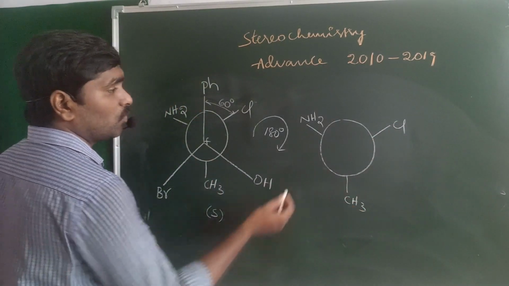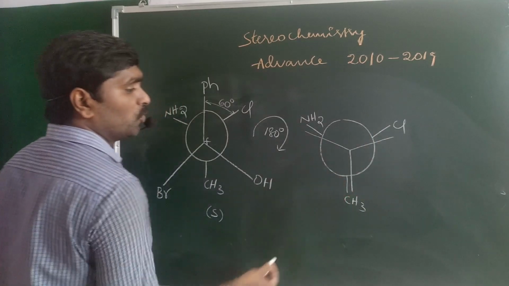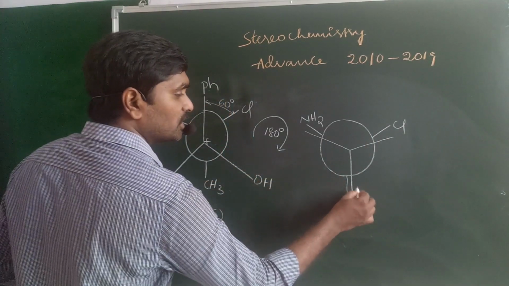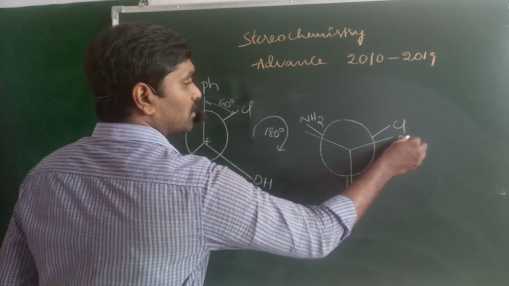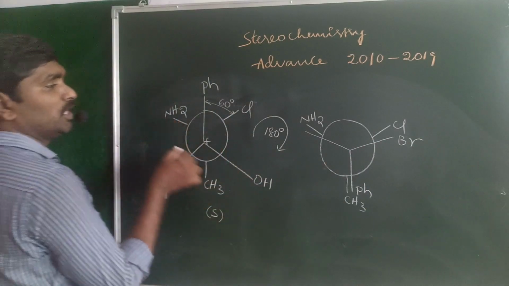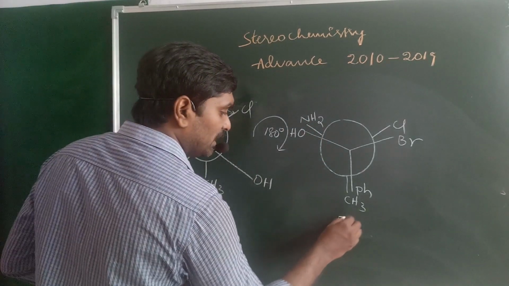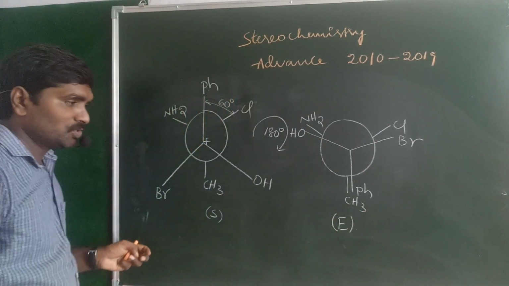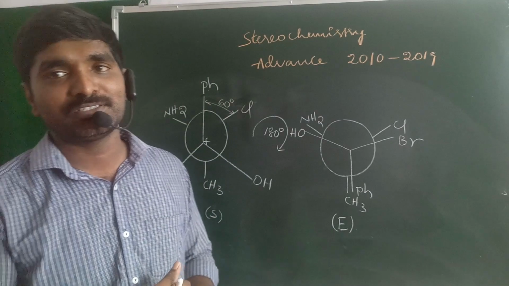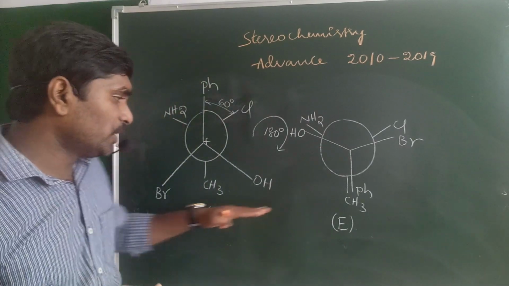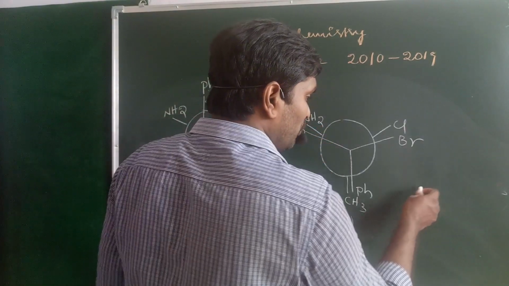After rotating 180 degrees, the groups are like this. This pH is nearer to the CH3, here the pH. Br is nearer to the Cl, here the Br. OH is nearer to the NH2, here the OH. So this is the eclipsed conformation. In any conversion you should first convert the staggered conformation into the eclipsed conformation. That is the most important one. Staggered to eclipsed. Is it clear? Next, after that, simple one.